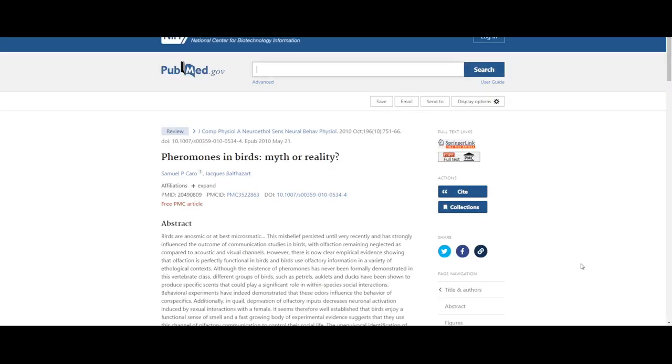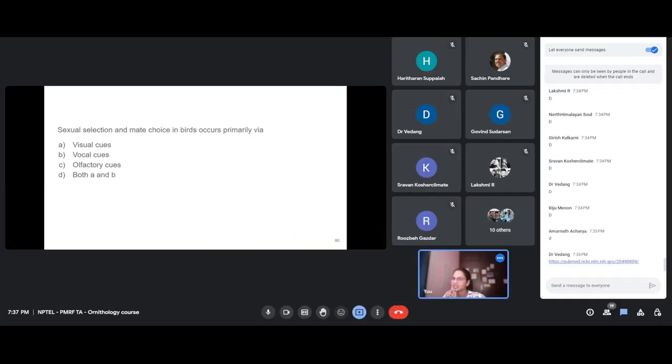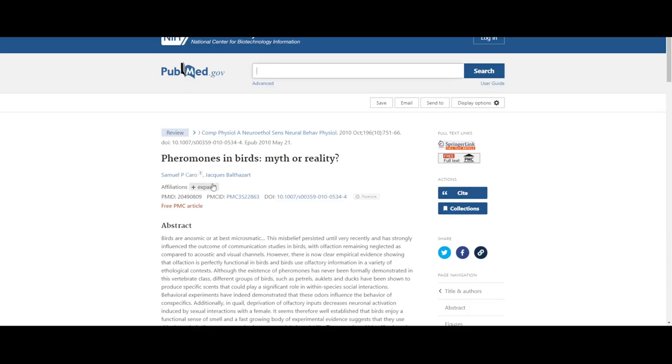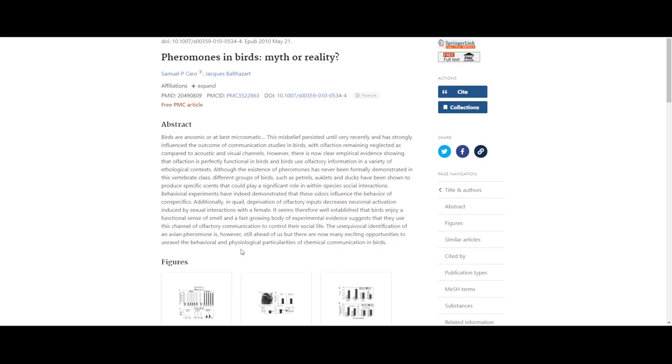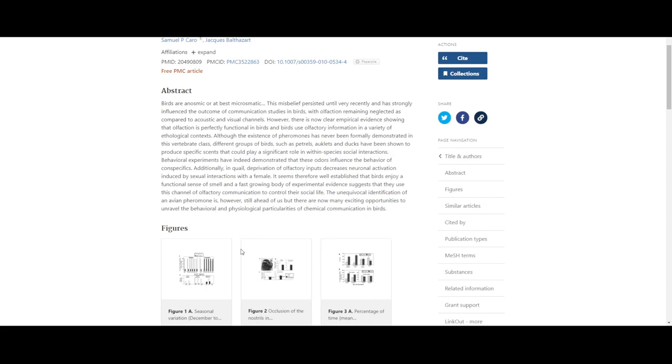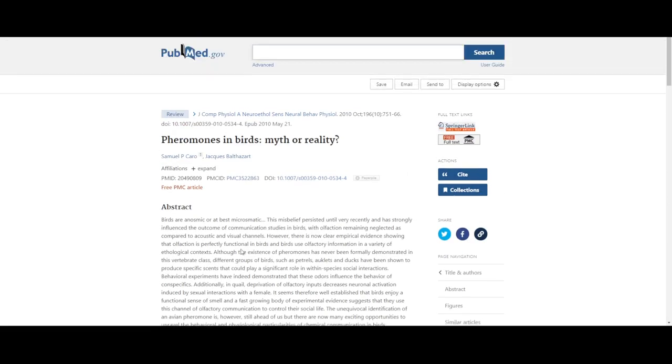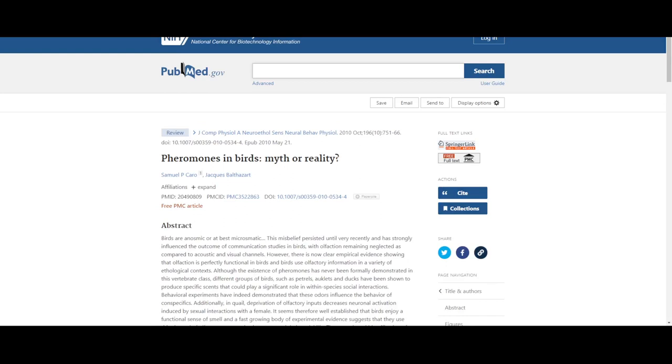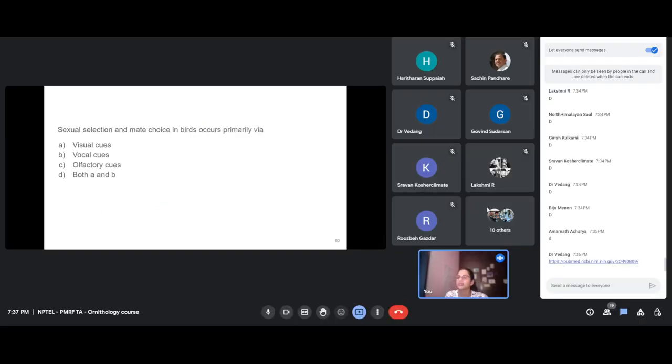Vedang has sent "Pheromones in birds, myth or reality?" Okay, I haven't read this, but what is this? Yes. Oh, there is. Okay. So some birds do have pheromones for communication. Okay, interesting. This is a closed article. Need to find out the full text. Oh, it's a free article. Okay, we can explore this later.